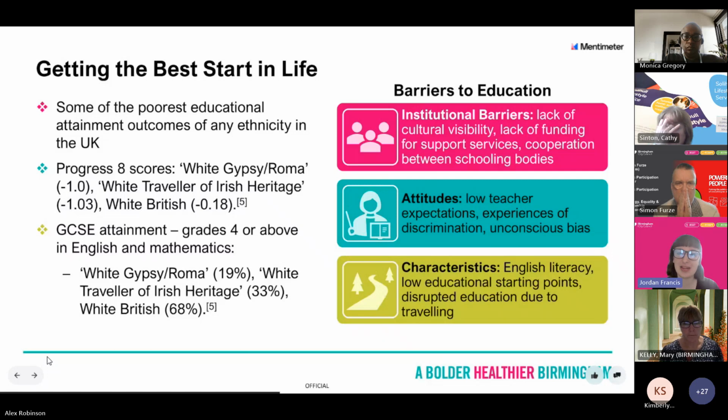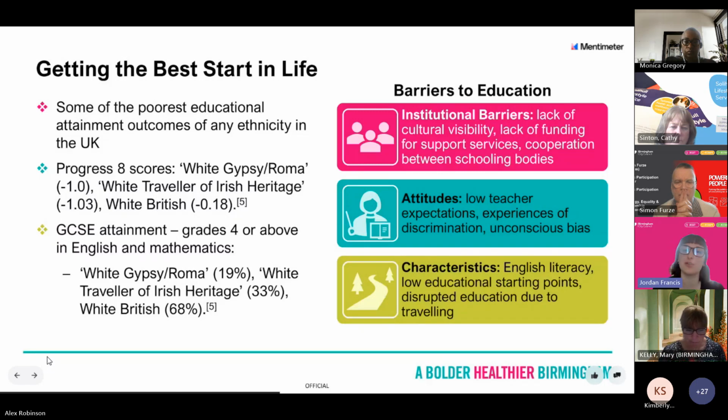Now, the barriers to education that may be contributing towards some of these educational outcomes can be categorised into three main groupings, the first of which being institutional barriers: a lack of cultural visibility of the cultures in school curricula, reduced availability of appropriate vocational courses, a lack of engagement and cooperation between local authorities, schools and different regulators in communicating to families effectively, and limited funding for dedicated Traveller education support services. So there are institutional barriers preventing children from achieving the best they can at GCSE level. We've also got attitudes.